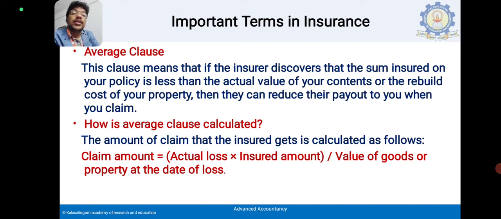How is the average clause generally calculated? There are three important terms for the calculation of average clause. The first one is the actual loss occurred in your business, the second is the insured amount or insured policy amount, and the third is the value of goods or property at the date of loss. The formula is actual loss into insured amount divided by value of goods or property at the date of loss. In the next video we will discuss the practical problem relating to this average clause.